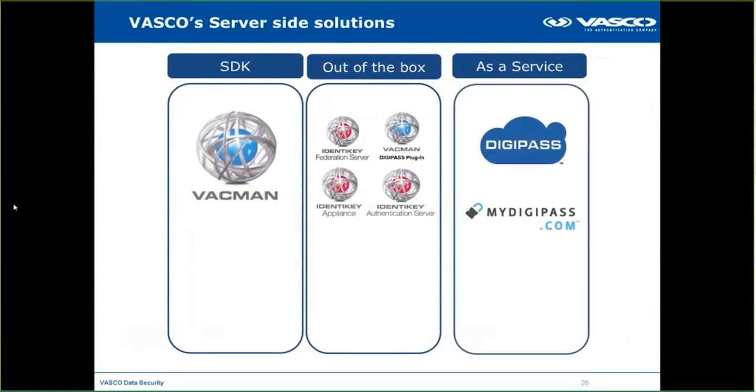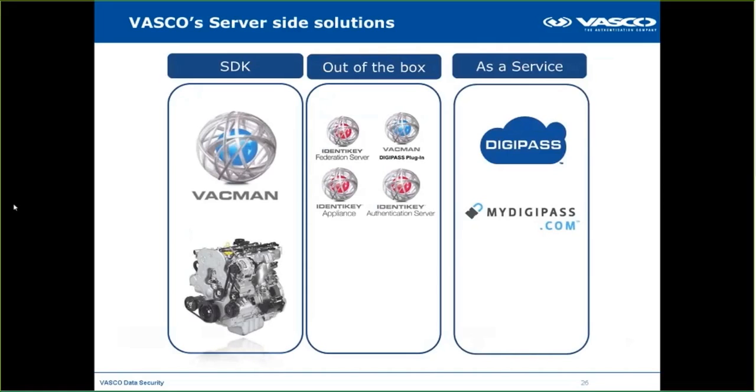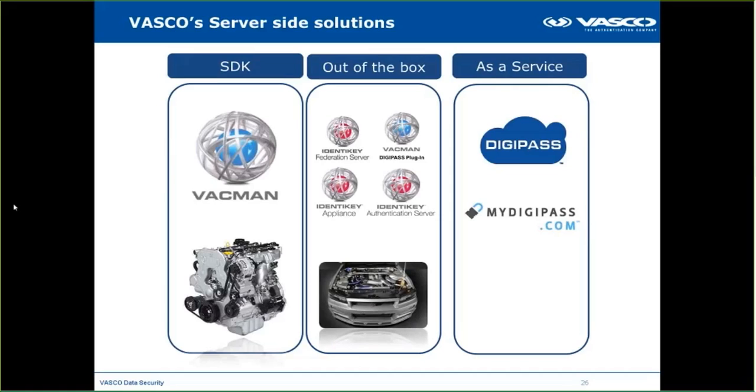So the server-side solutions from Vasco. We provide SDKs. Again, that's more on an application level. So if you're looking to secure an application, we have an SDK, and you can see that as like our authentication engine. We provide you the engine, but you can't exactly drive away in it. So there's quite a lot of work to be done. Then there's the out-of-the-box solution. So this is more of an installation. It's like having your own car. So that's our identity server, the federation server, and the appliances. And then finally, there's some service-based solutions. So that's like renting or getting taxis, for example. So some cloud-based authentication as a service solutions.